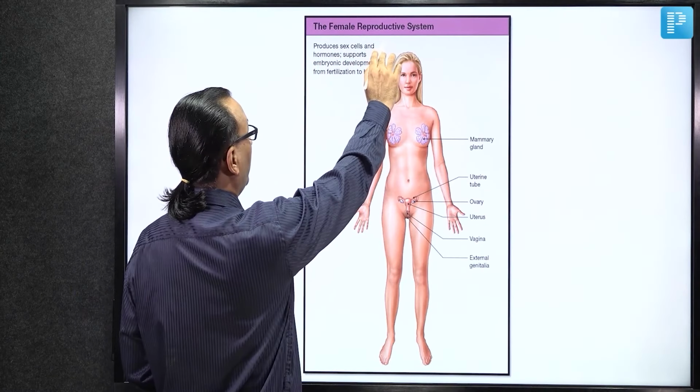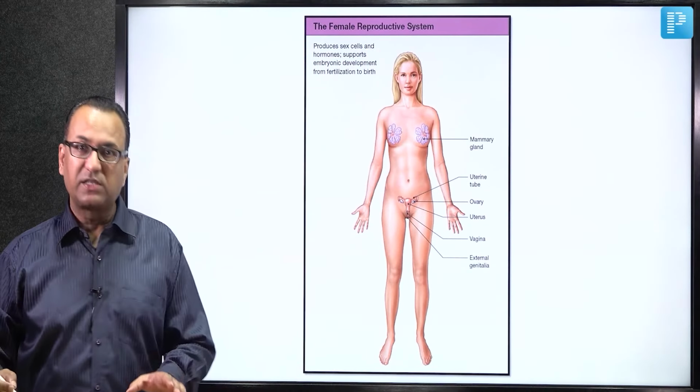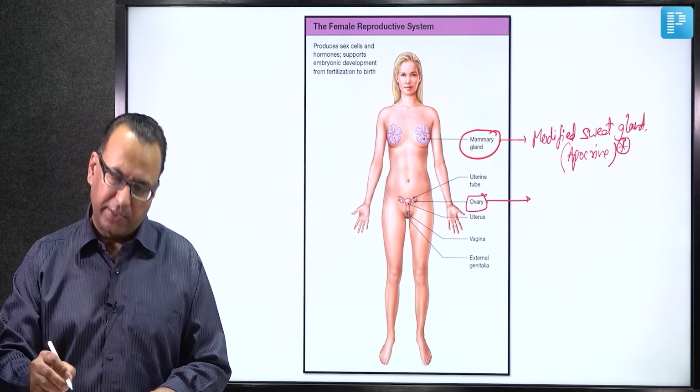We are going to focus upon the type of questions which they are asking and go through the details accordingly. For example, regarding the mammary gland, we have to understand it is a modified sweat gland and belongs to the apocrine variety. So modified apocrine sweat gland. Then we have to discuss the epithelial lining. For example, the ovary. Ovary is lined by the simple cuboidal epithelium.